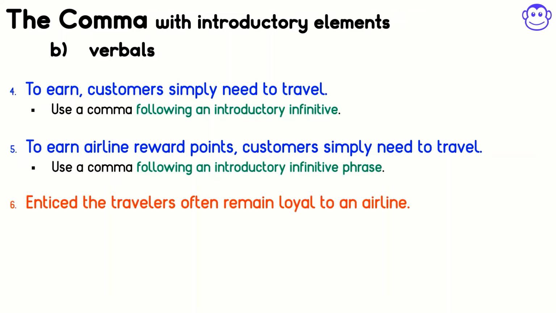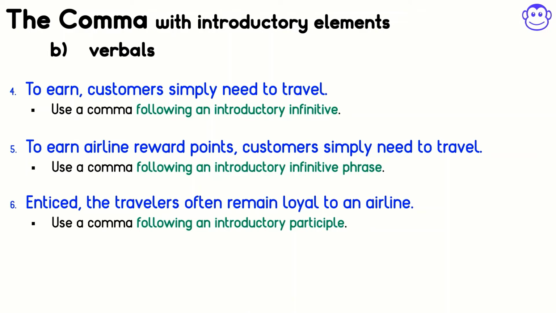The next example. Enticed, the travellers often remain loyal to an airline. Again, it seems that the missing mid-sentence punctuation may cause the reader to have to reread the sentence. So for purposes of clarity, we include a comma. We can identify the subject and verb of the main clause, travellers and remain, and identify that enticed is an introductory participle. We should always include a comma following an introductory participle.